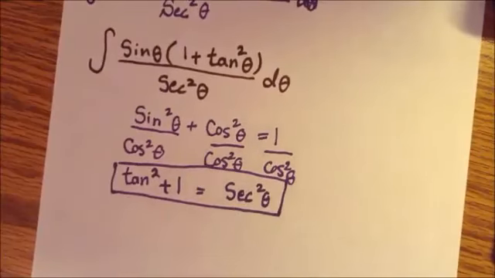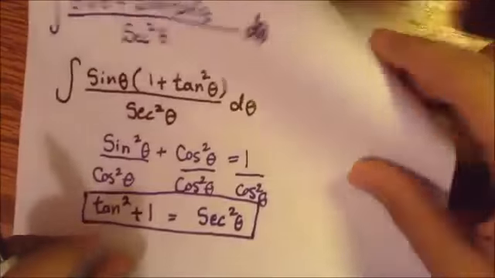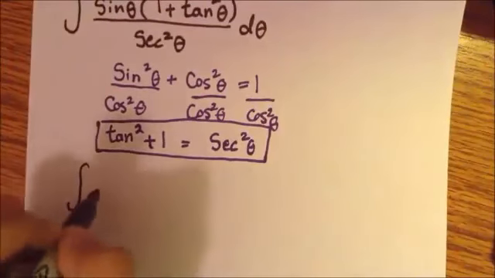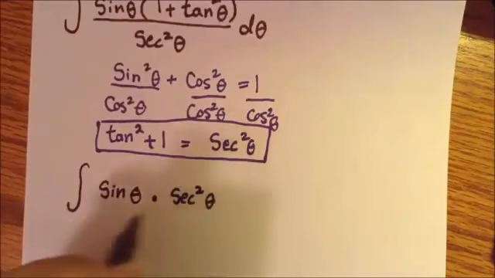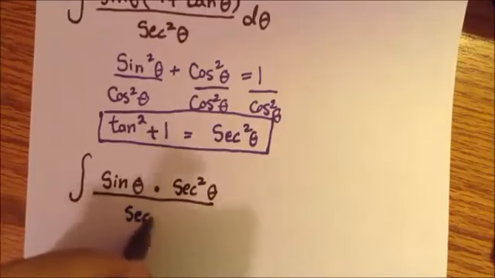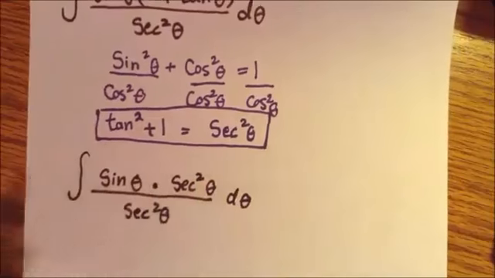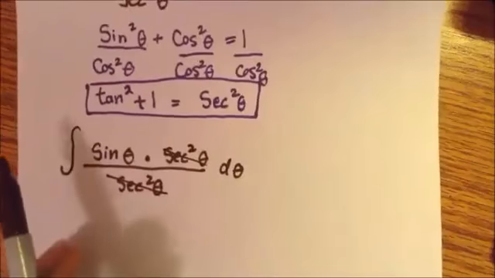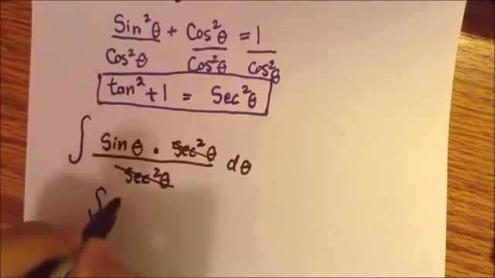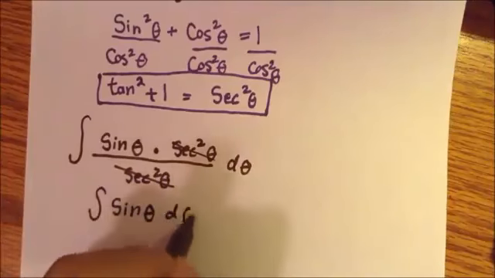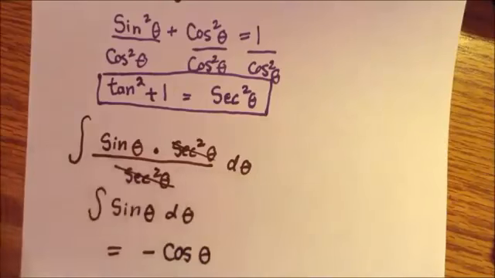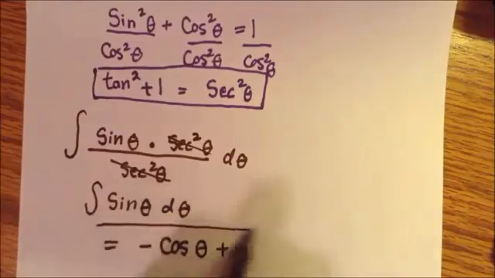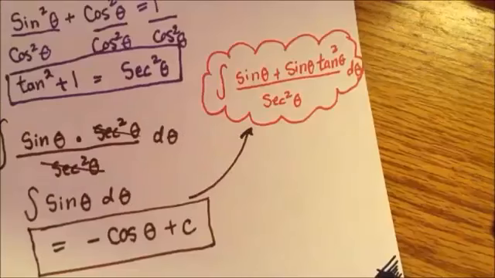So I'm going to make a big change to my integral now. It's going to be the integral of sine of theta times secant squared of theta divided by secant squared of theta. And then we're going to simplify, so secant squared and secant squared divide out, and we're going to be left with the integral of sine of theta, and from here we're just going to get negative cosine of theta, and then of course we're going to have our constant, so it's going to be plus c. And there is your antiderivative. So what seemed to be a pretty complicated integral is now narrowed down to a simple answer.